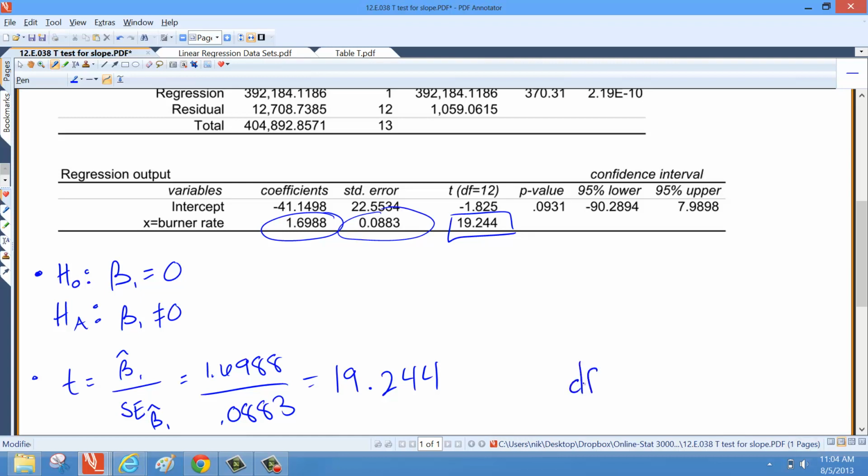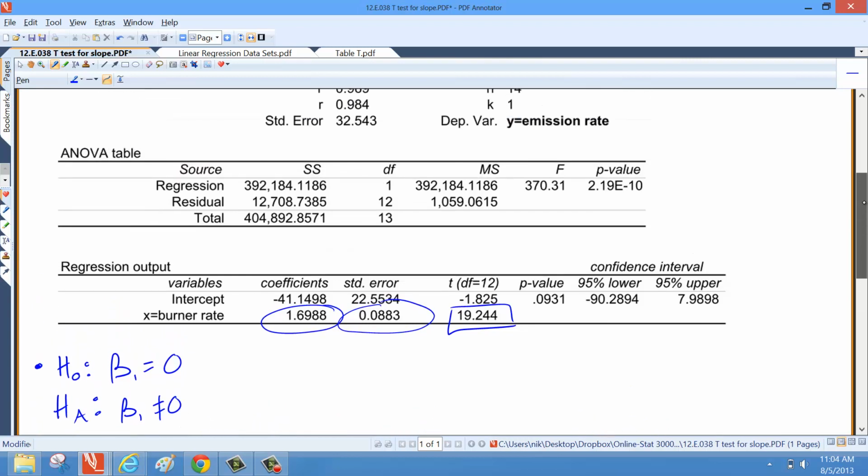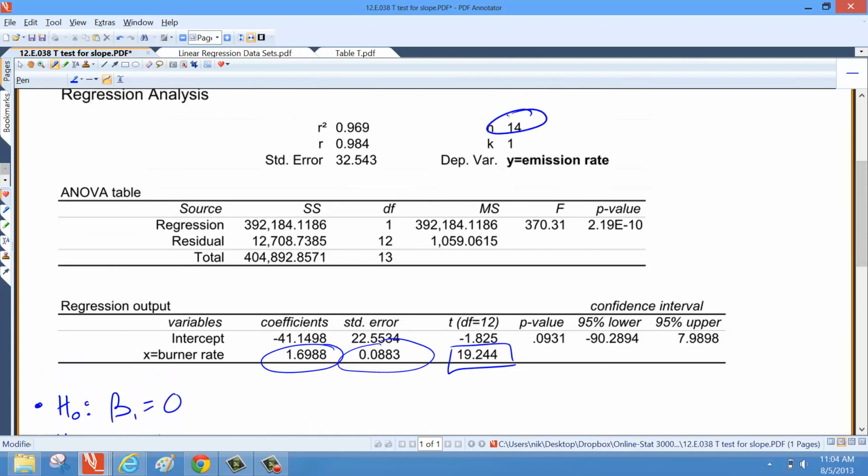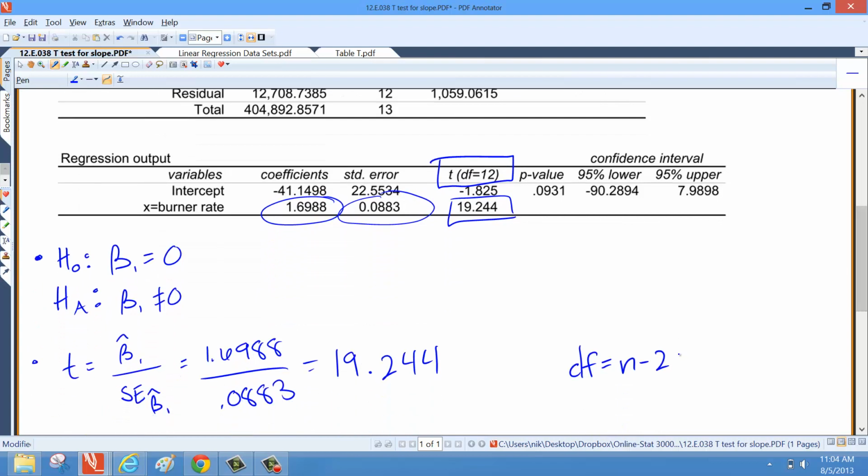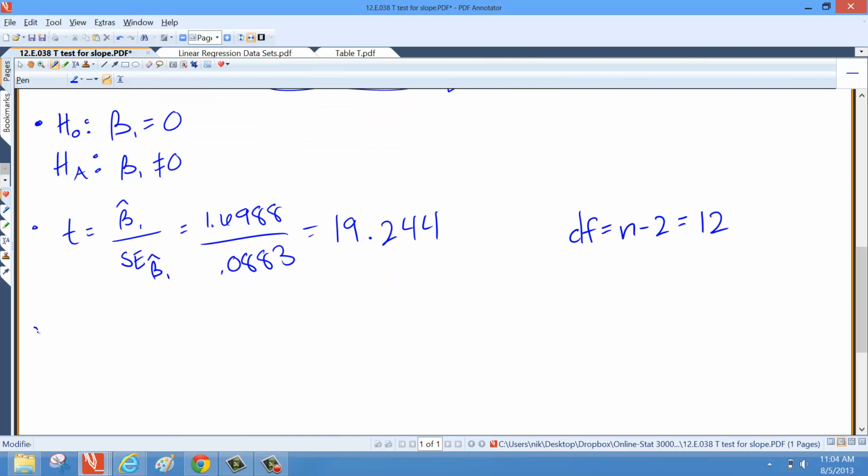Then you will also need degrees of freedom, which are equal to the sample size minus 2. Notice I can find my sample size is 14, minus 2 gives me 12. Or I can notice on the output that the degrees of freedom are 12. So we have 12 degrees of freedom. Next, we look at the p-value.